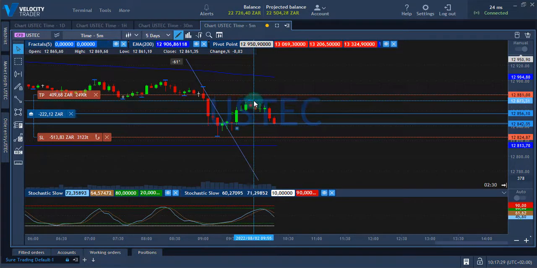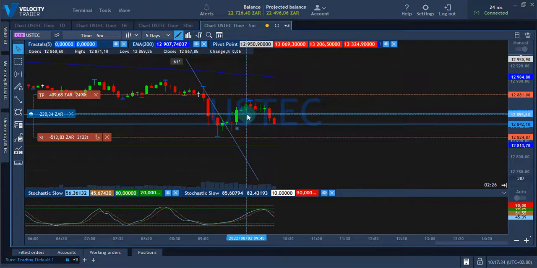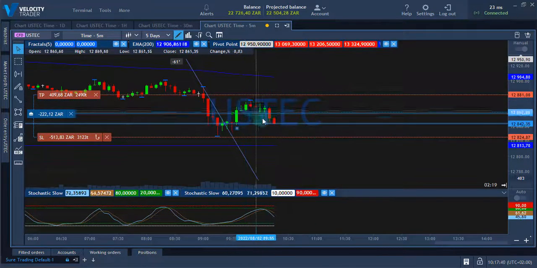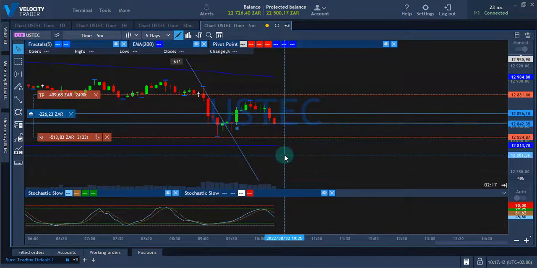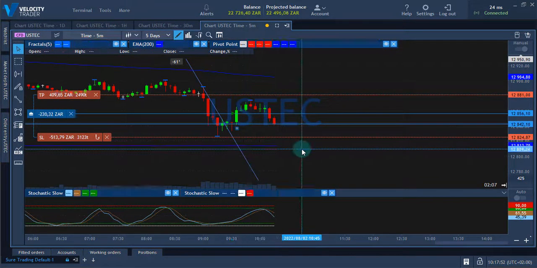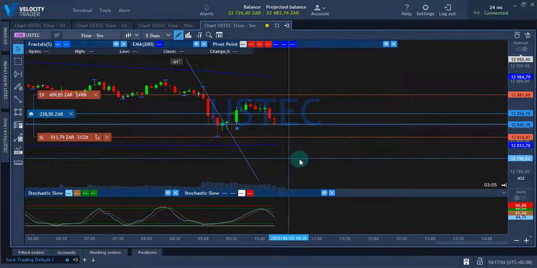It went pretty well for a while and didn't quite reach our take profit. We were about 300 odd rand up, and now it's unfortunately come down quite a lot. We're 226 rand down as things stand. My stop loss is down here at 513 rand, so we're almost halfway to our stop loss.